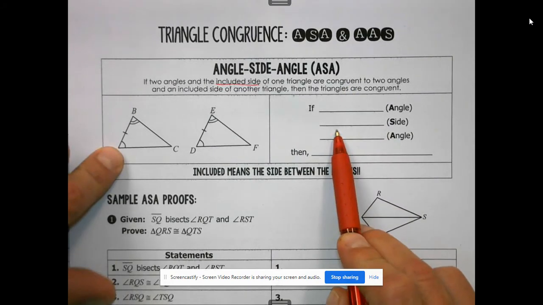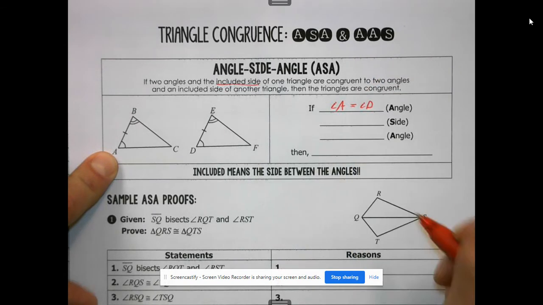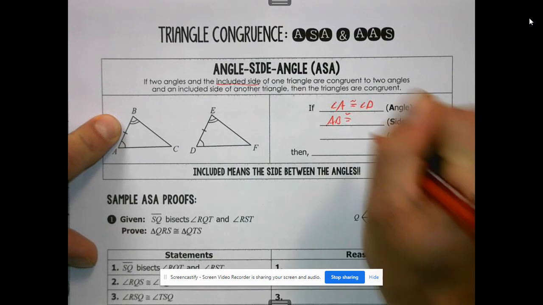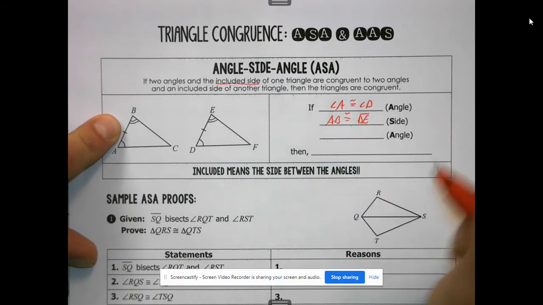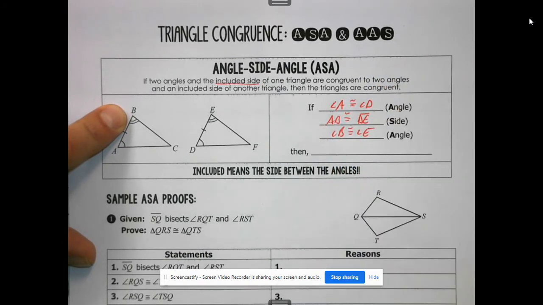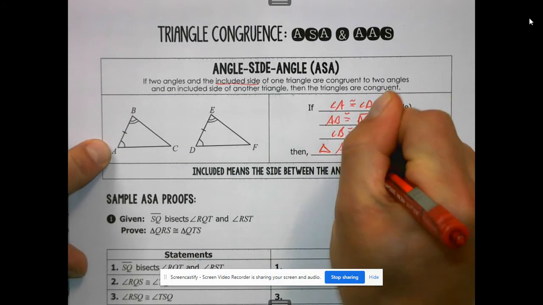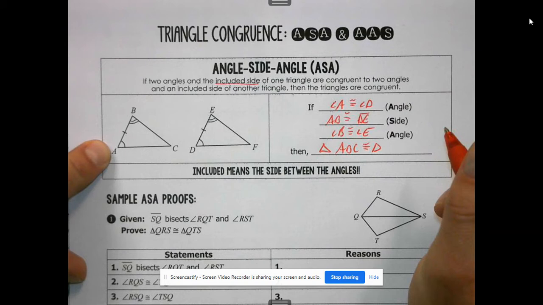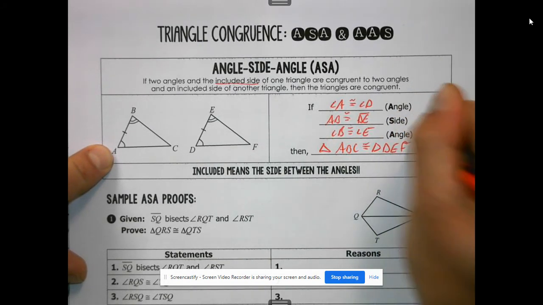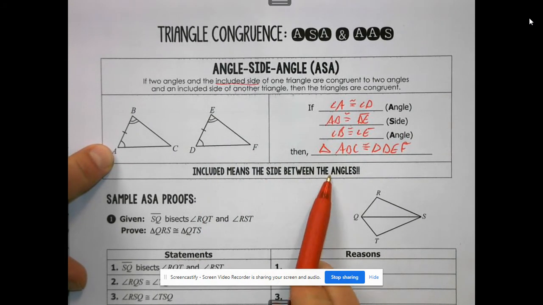All right, so first one, we got to match them up. Angle A hooks up with angle D. Side AB matches with side DE. And angle B matches with angle E. If you have those three pieces, you can say triangle ABC is congruent to triangle... Match up the angles now. A hooks up with D, B to E, and C to F. And just to recap, included means the side in between the angles. Do not forget that.